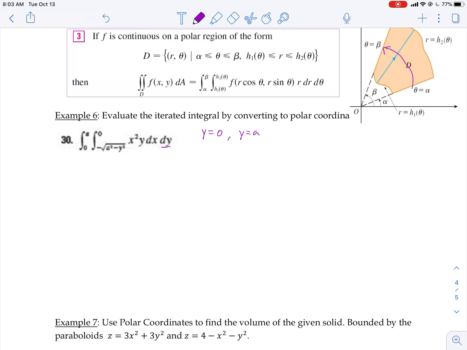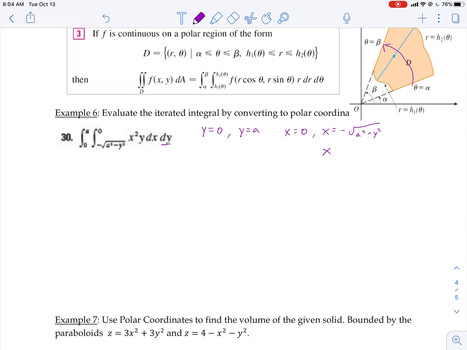And then secondly, I have x going from 0 to negative square root of a squared minus y squared. So that tells me something about where the x is going to be, but that's also helped defined by y equals 0, y equals a. I want to solve this for x, so we're going to go ahead and do that. I'm going to bring the x over, then square it. So a negative x squared is just going to be x squared. And then bring that y squared, so it's going to give me x squared plus y squared equals a squared.